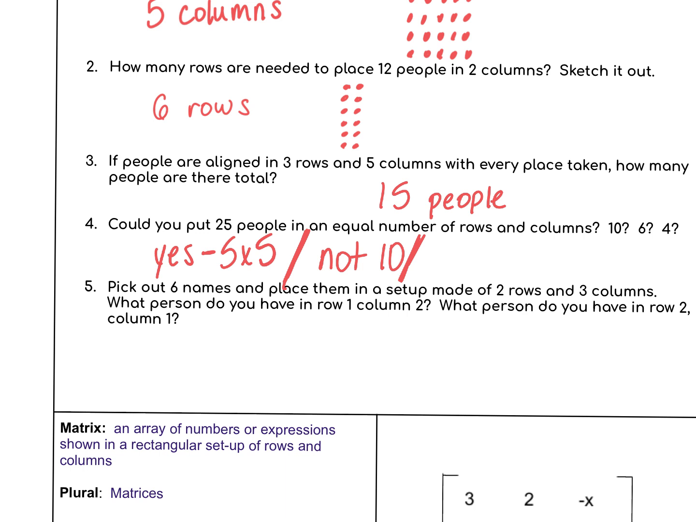What about 6? Not 6 either. What about 4? Yes, it would be a 2 by 2. 2 by 2. Are we all okay with that? Absolutely. We're picturing what an equal number of rows and columns looks like.